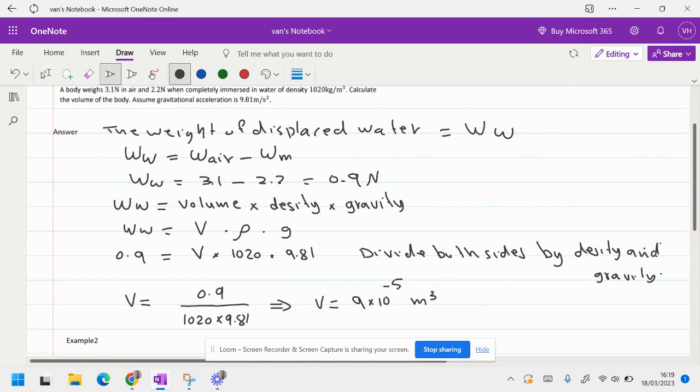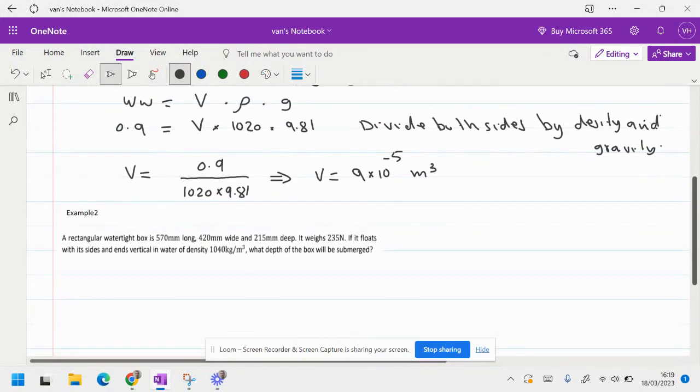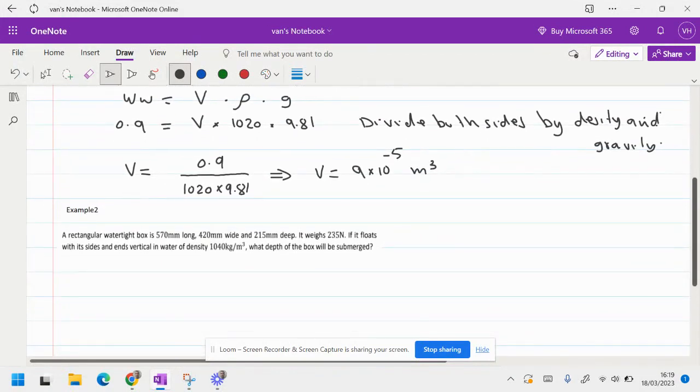Now let's go one step further by looking at the next example. Example number 2: a rectangular watertight box is 570 millimeter long, 420 millimeter wide, and 215 millimeter deep, and its weight is 235 Newton. It floats with its sides and ends vertical in water of density 1040. What depth of the box will be submerged?